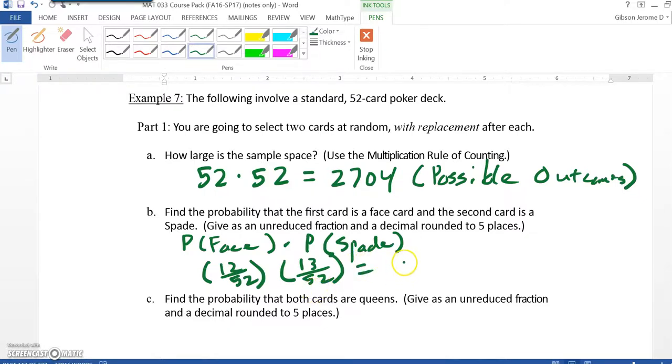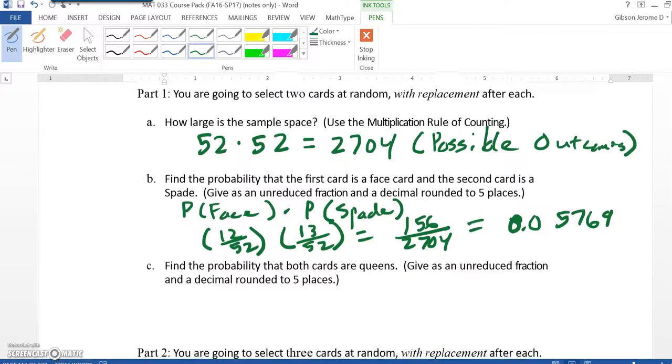And when you multiply this out, this gives you 156 over 2,704, which would basically give you an answer of 0.05769. And this is your final answer.